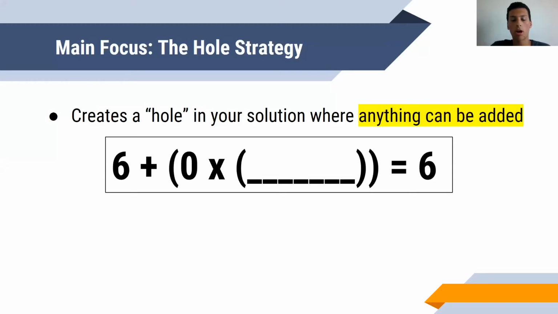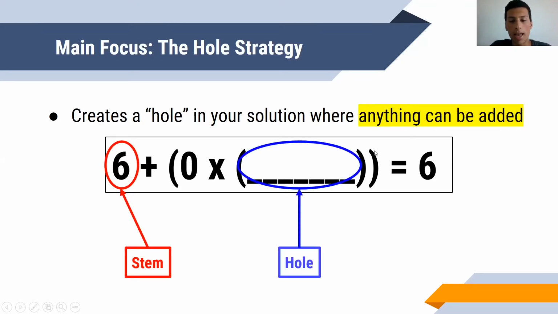It's also known as a garbage dump because you can dump any unwanted cubes that are not required into this hole. Since 0 times anything is 0, it doesn't matter what goes in here. This is still going to be 0, and when you add 0 to 6, you're left with 6. So the stem here is 6. This is what matters. This is what constitutes the main part of your solution. Here, this is the hole where you can add anything you want to keep the stem the same.